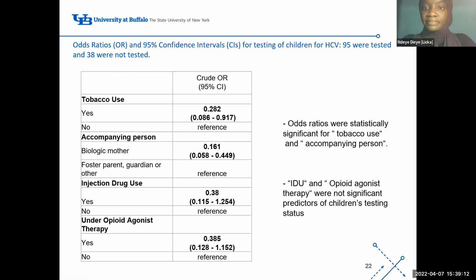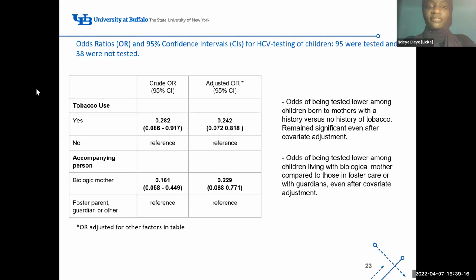Then for variables that had a significant crude odds ratio, we combined them in an adjusted model, a multivariable model, sorry. And here we can see for tobacco use that the odds of being tested was lower among children born to mothers with a history of tobacco use compared to children born to mothers without any history of tobacco use. And this odds ratio remains significant even after adjustment for accompanying person.